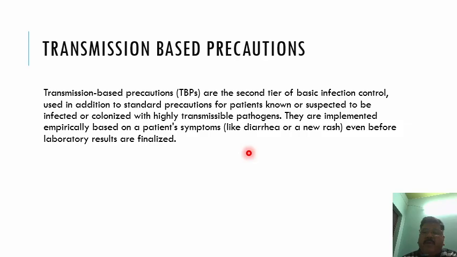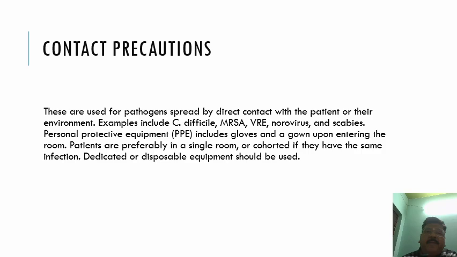Then there are the special precautions known as transmission-based precautions. These are the second tier of the basic infection control used in addition to standard precautions for patients known or suspected to be infected or colonized with highly transmissible pathogens. They are implemented empirically based on infection symptoms like diarrhea or new rash, even before the laboratory results are finalized.